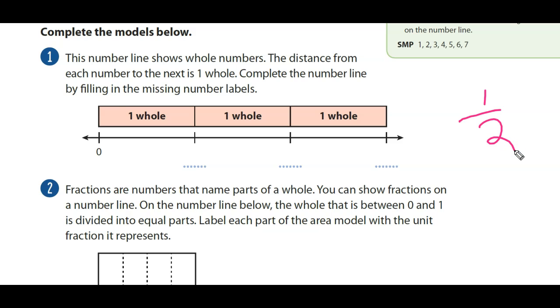Okay? So from here is how much? Yeah, one whole. And then from here to here is how much? 2 wholes. And then 3 wholes. So whatever I'm writing here should be doing what? Yes. The distance from each number to the next is just one whole. It says complete the number line by filling in the missing number, which we did already.